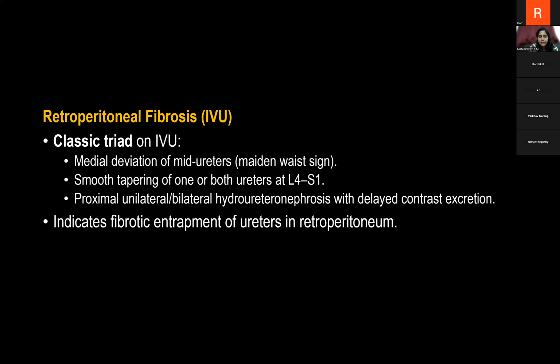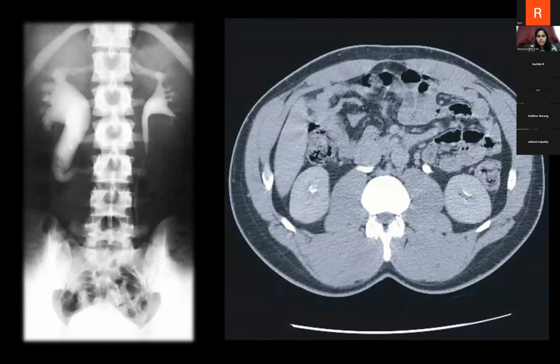So, the classic triad is medial deviation of mid ureters, smooth tapering of one or both of the ureters, and proximal unilateral or bilateral hydroureteronephrosis with delayed contrast excretion. This is due to fibrotic entrapment of ureters in the retroperitoneum. Next spotter. Time starts.